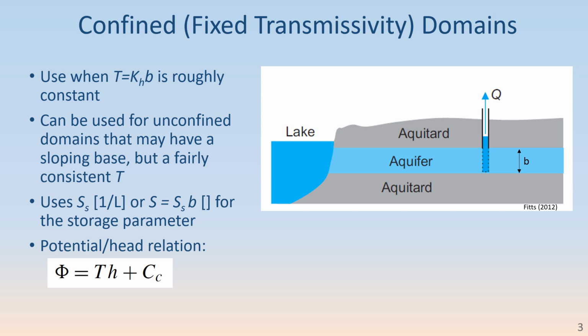If we look at the last point here in this equation, the potential to head relationship is linear. And that helps in the solution of the boundary condition equations. Whenever you have confined domains being the only ones involved in a boundary condition equation, the program does not need to iterate to home in on the solution. It can get it in the first iteration because of that linearity.